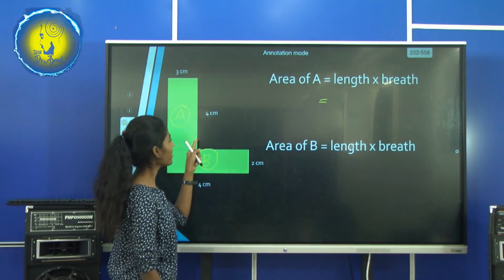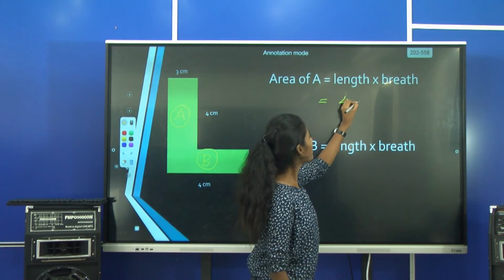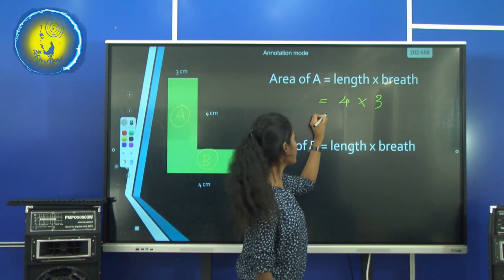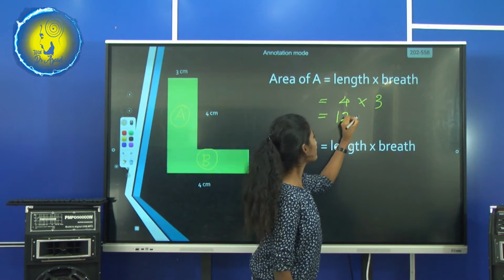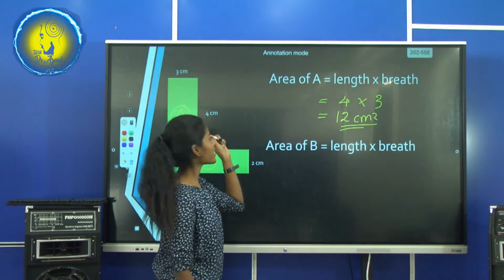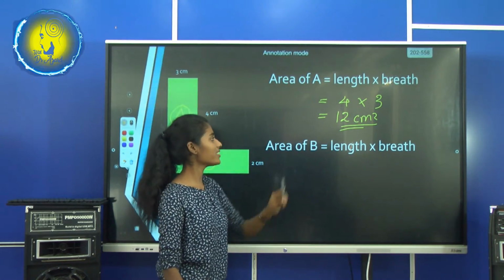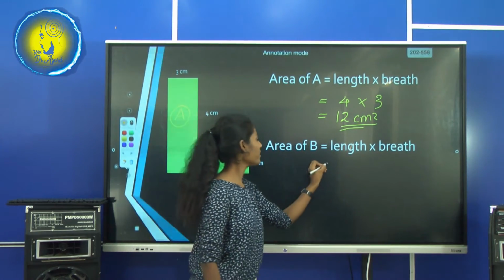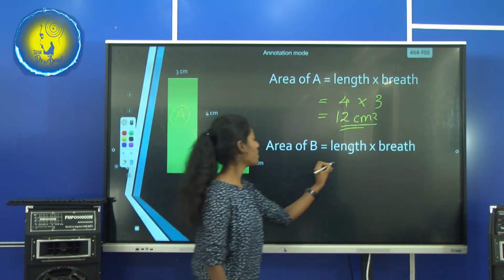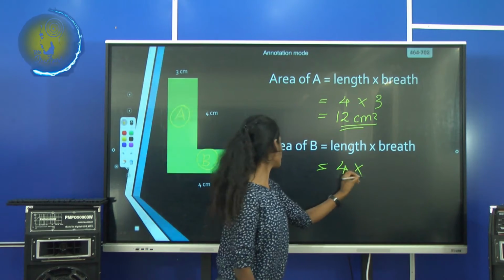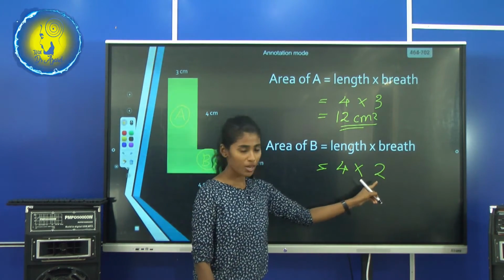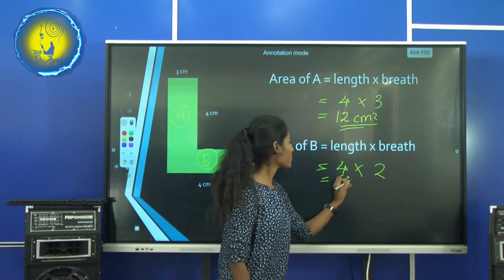How much is the length? 4 and the breadth is 3. 4 into 3, 12 square centimeters. Area of the rectangle A is 12 square centimeters. Now we are going to find the area of rectangle B. How much is the length? 4 centimeters into breadth 2 centimeters. 4 into 2 how much? 8 square centimeters.